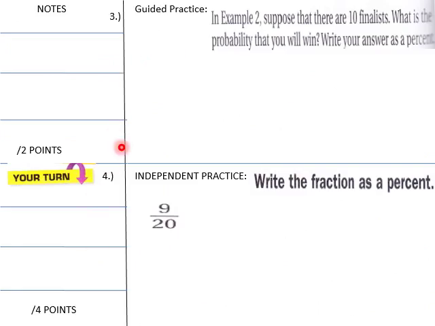Guided practice number 2. In example 2, suppose there are 10 finalists. What is the probability that you will win? Write your answer as a percent. So now there are 10 finalists. What's your probability that you will win if you're one of the 10? Oh, I just gave it away. Write your fraction here as a percent. So that's independent practice there.